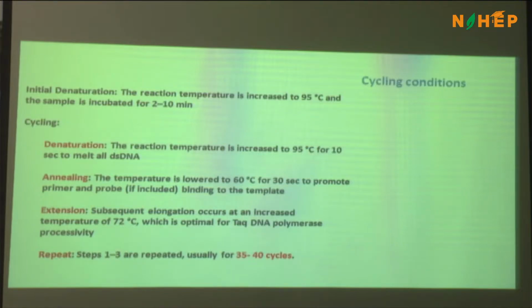Cycling conditions, I really don't want to narrate it because all of you must be knowing the 3 broad cycling conditions. There is a denaturation, there is an annealing, there is an extension, and you repeat it for a certain number of cycles. When you stop it, there is no difference. It is much like a conventional PCR, whatever you are doing.